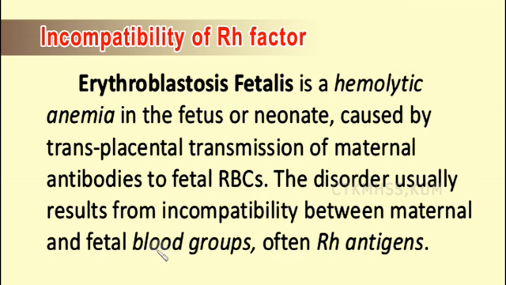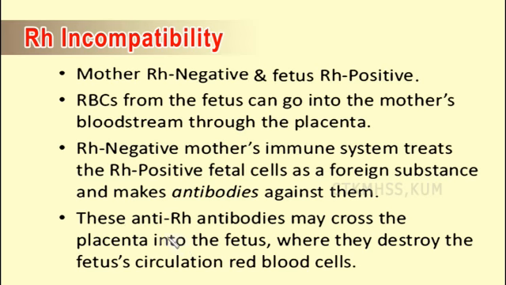That is one. So when the mother is RH negative and the fetus is RH positive, or vice versa, this condition may occur. Now we will see an example for this. The mother is RH negative and the fetus is RH positive. In this case, RBCs from the fetus can go into the mother's bloodstream through the placenta.